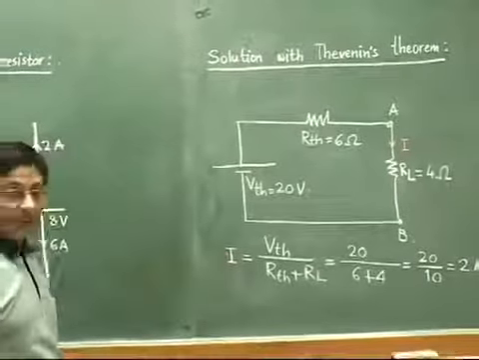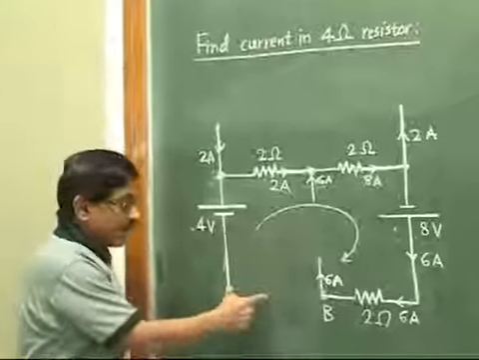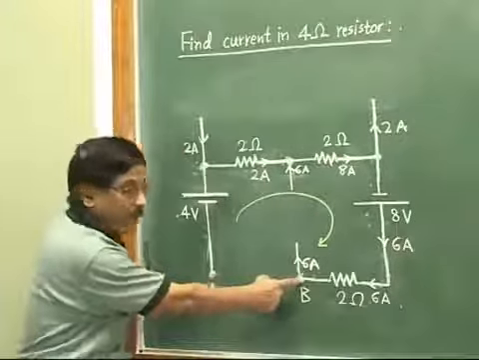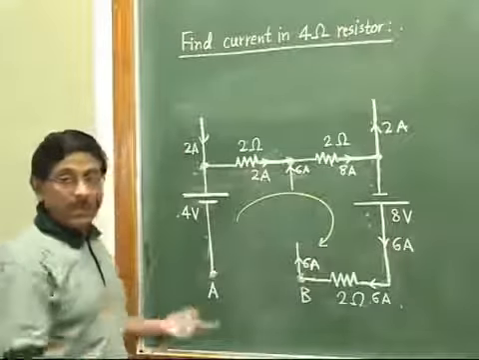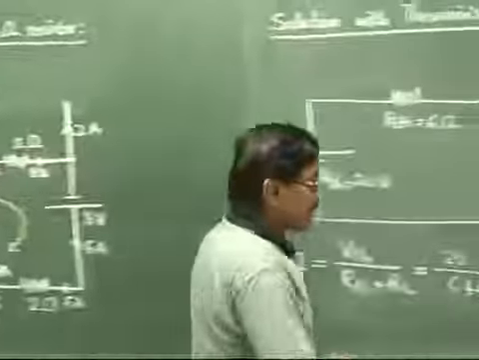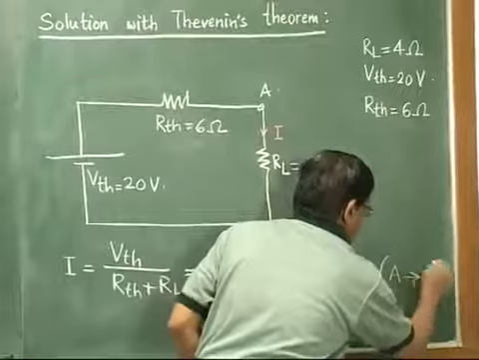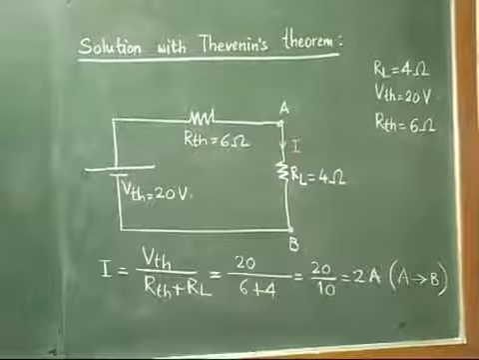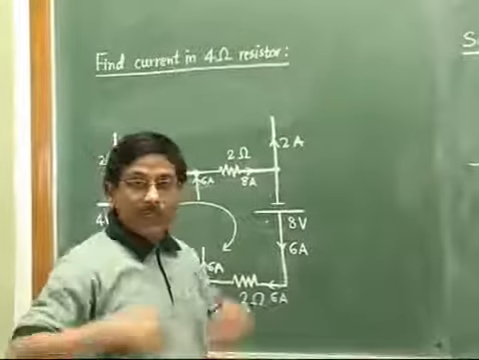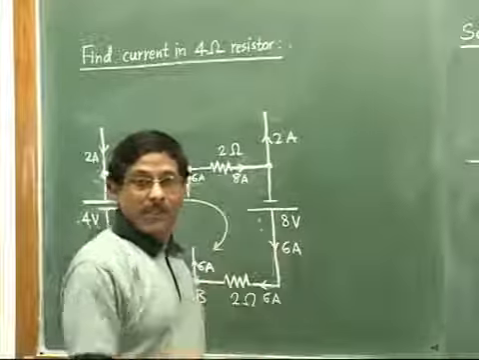Okay, and direction, obviously, since we had connected plus positive of this VTH to A, means A is at higher potential, B is at lower potential. Obviously in the circuit the current will be flowing from A to B. Here you can just add it, that from A to B. So this will be the solution of the given problem using Thevenin's theorem. And now let us move to the solution of same problem by using the Norton's theorem.